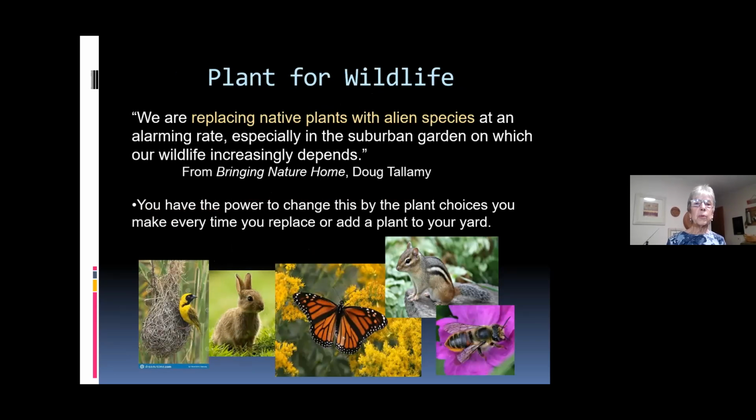So Doug Tallamy says we are replacing native plants with alien species at an alarming rate, especially in the suburban garden on which our wildlife increasingly depends. So again, it's a shift in thinking about your garden. Are you going to plant things that look pretty, that you like? Sure, we all do that, and we've done that for years. Now we're going to add on another criteria that says, are we planting for something that's going to do something good for the wildlife? And you have the power to change this by the plant choices you make every time you buy a plant and plant it.